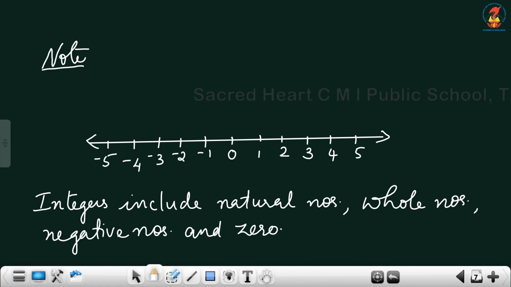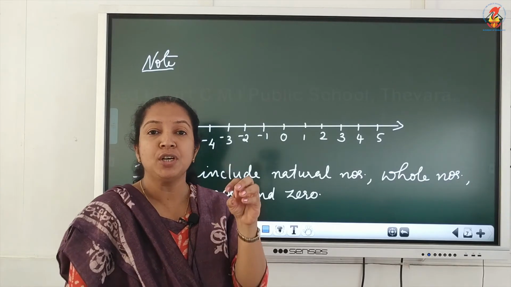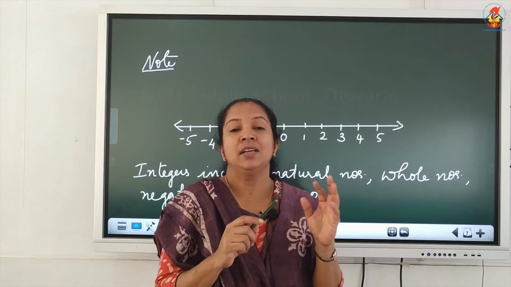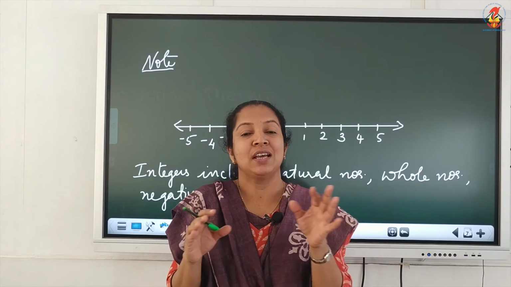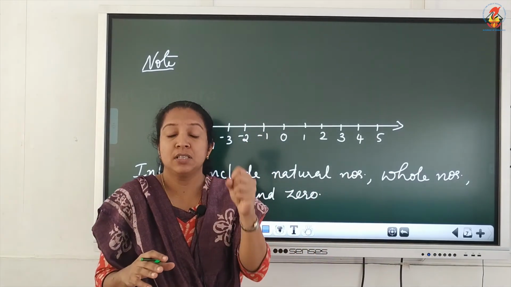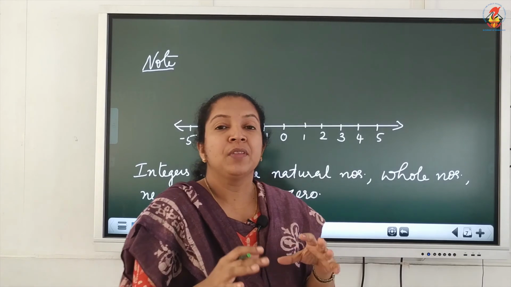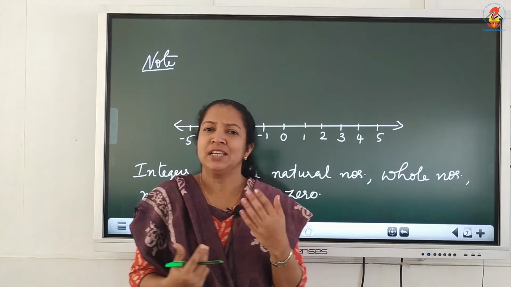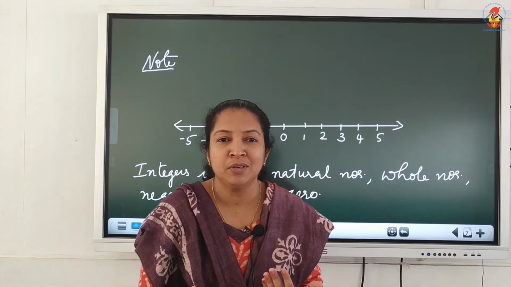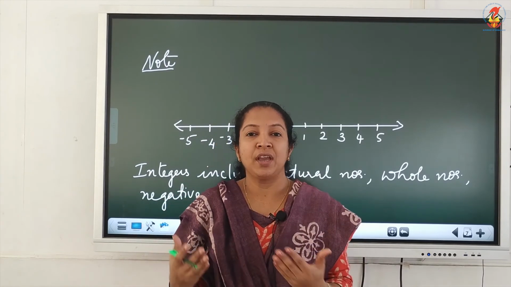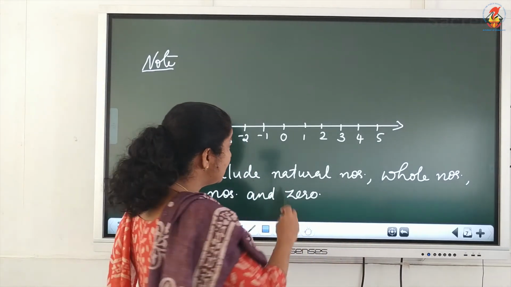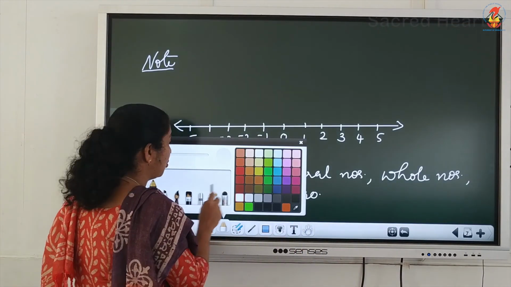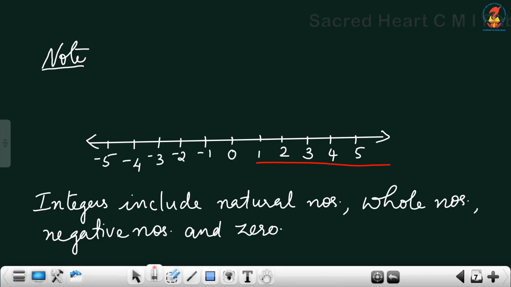So after this I am giving a note. What I said is integers means positive numbers, negative numbers and 0. Positive numbers, negative numbers and 0 make the integers. So what about natural numbers? We have already learned about natural numbers. What are natural numbers? 1, 2, 3, 4, etc., which we use for counting. Is it included in this? Yes, 1, 2, 3, 4, etc. are there.